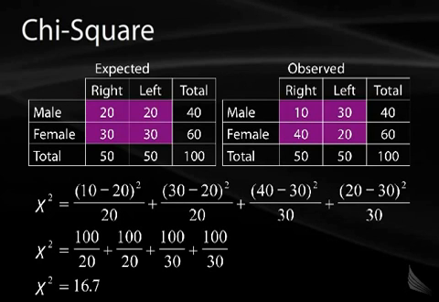Chi-square then is the sum of all the squares of all of these differences between the expected and the observed data. So for example, the first term is 10 minus 20. This corresponds to the difference between the top left corner of each of these two boxes, and that's divided by the expected value of 20. 30 minus 20 corresponds to the top right corner of each of these two boxes, and so on and so forth. When the whole expression is computed, one gets a chi-square value of 16.7. So what does 16.7 mean?